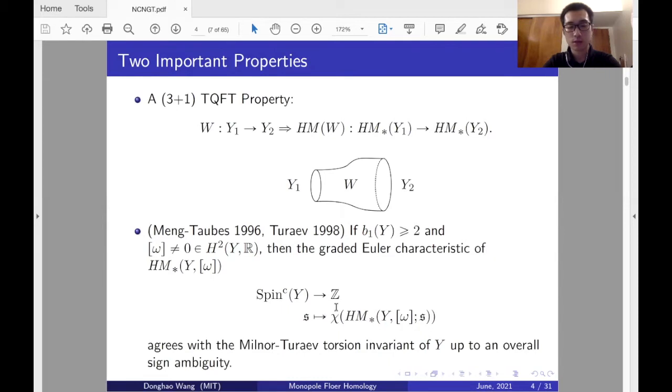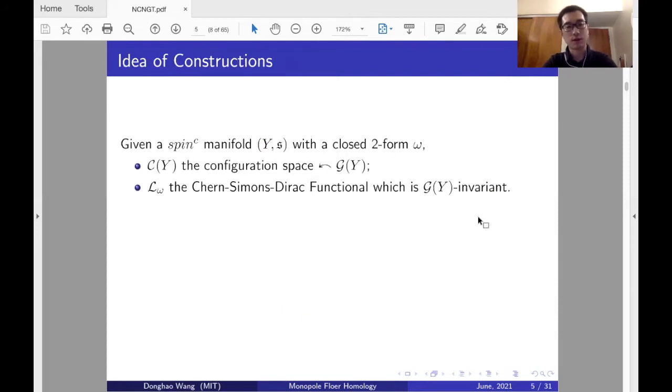The upshot here is that the torsion invariant is a classical algebraic invariant of Y. It can be computed in terms of some cellular chain complex of Y with a suitable local coefficient system. So we have a pretty good understanding of this graded Euler characteristic function. We'll come back to this Meng-Taubes paper later and generalize these two properties for three manifolds with toroidal boundary. But for now, let me sketch the construction of this group first. So how are these invariants defined?